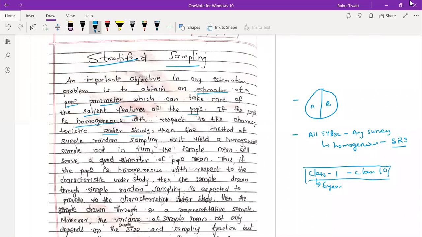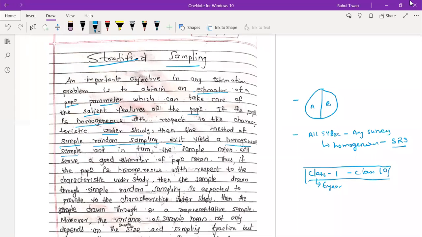Then the method of SRS, simple random sampling, will be useful. Whenever we go for homogeneous data, we know the method of SRS is very useful for us to understand things. Why is it homogeneous? Because we have the same type of students, so the height will be the same. That's why it will always yield homogeneous data.